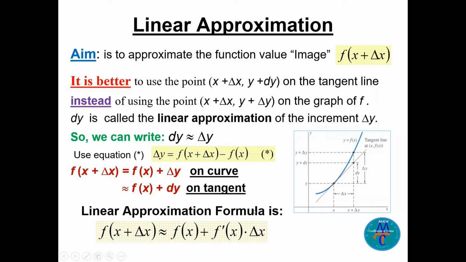So the linear approximation formula is: f of x plus delta x is approximately the function value at x, because we will know also x, plus f prime of x times delta x. You know this formula, dy is f prime of x times delta x.